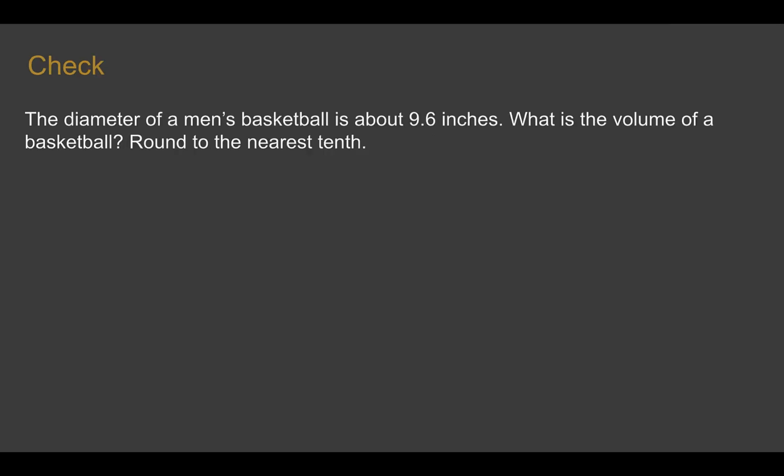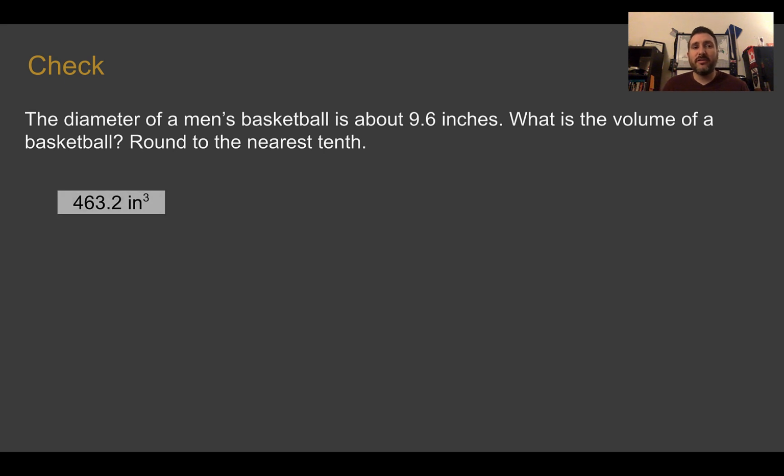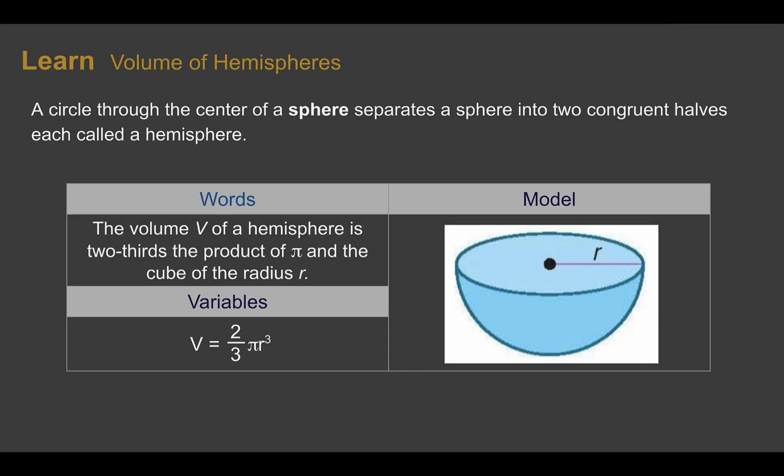Check your understanding. Read through the situation and calculate the volume. Pause the video now and complete the check. Check your answer. You should have said the volume of the basketball is about 463.2 cubic inches. If we're doing that, we have diameter is 9.6. So half of that for the radius, it would be 4.8. So this 4.8 is what you should be plugging into the formula to the third power times pi and times 4/3.